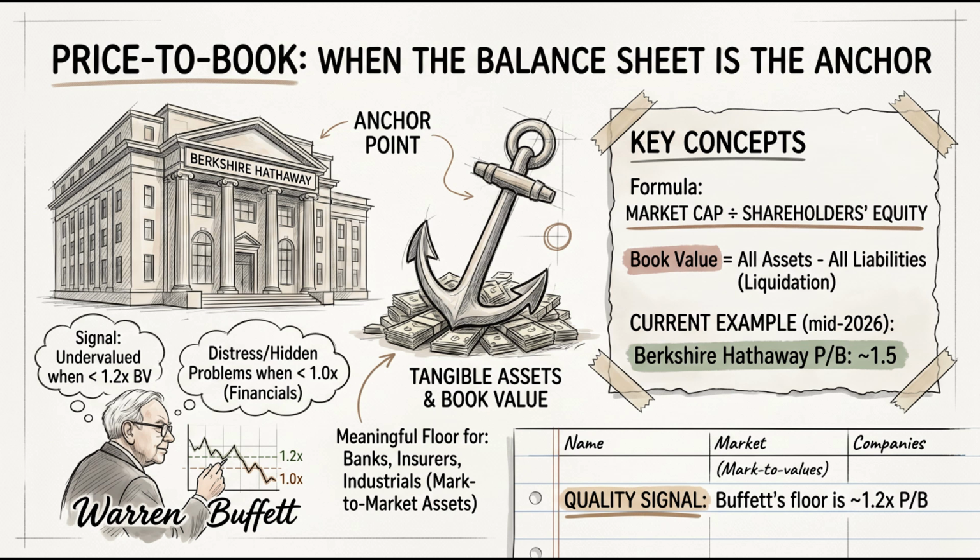Warren Buffett has stated that Berkshire will repurchase its own stock when it falls below 1.2 times book value, signaling it is undervalued. For financials, a ratio below 1 can indicate distress or hidden problems, but for healthy institutions, it can signal a major opportunity.